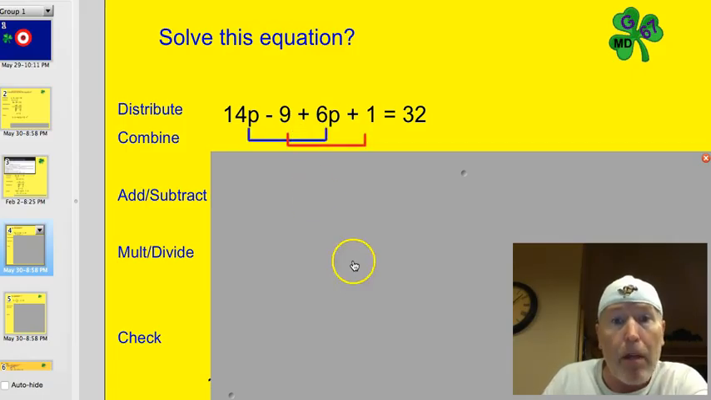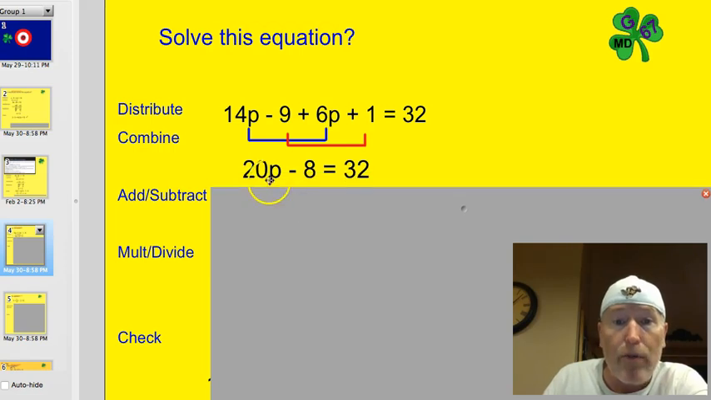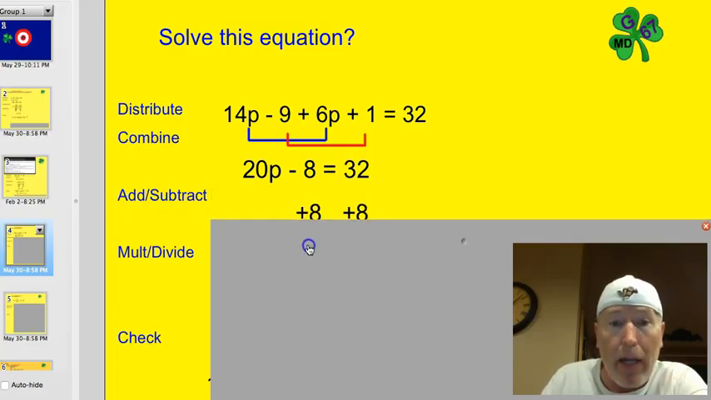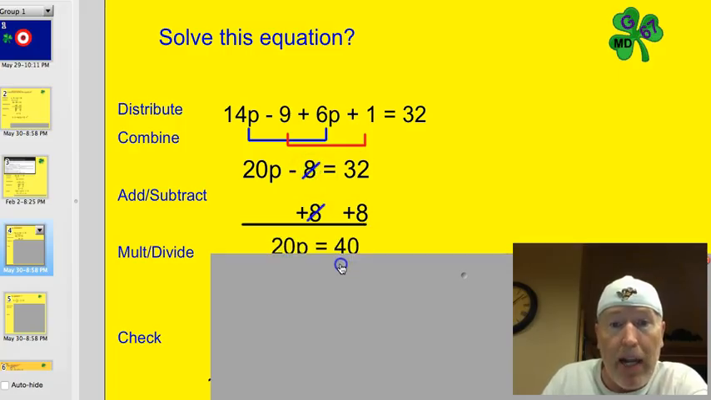Does that help? All right, so we have a 14p and a 6p. That's going to equal a total of 20 p's. And then we've got a -9 and a +1, so that's a -8. So we have 20p minus 8 equals 32. Well, now we can add or subtract. So we're going to add 8 to both sides. These 8s will, of course, cross out, +8 and -8. We're left with 20p equals 40.